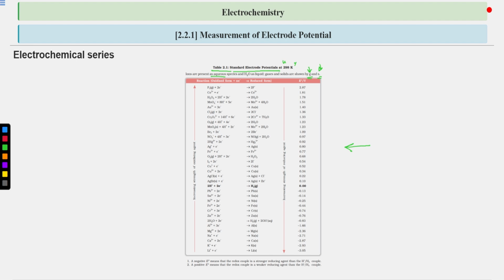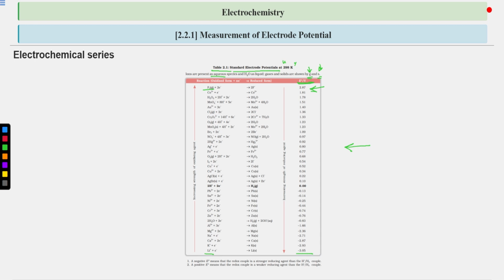This is a whole series in which we arrange different ions, molecules or elements in ionic form according to their E naught value in volt. You can see this is the decreasing order of the E naught value. 2.87 is the highest, for fluorine, and minus 3.05 is the lowest, for the lithium positive ion. So this whole series is arranged in decreasing order of the E naught value for different ions or molecules.